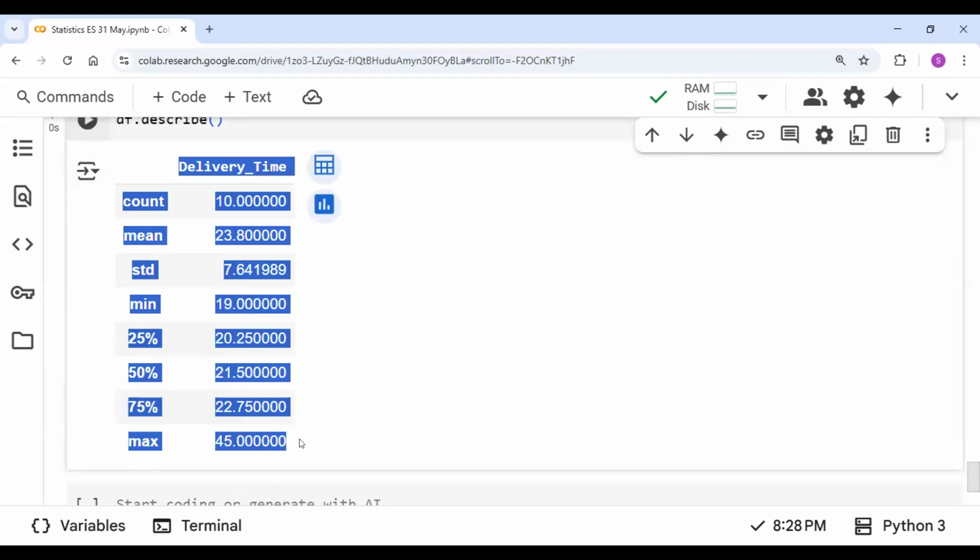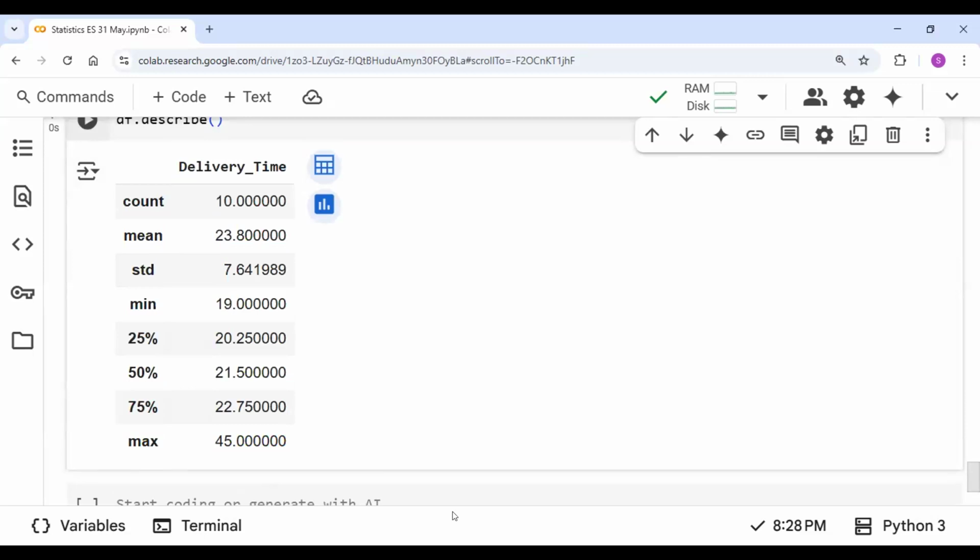Could you please confirm me? Are you all clear about all these descriptive statistics? How to make an interpretation with the descriptive statistics from your data? Could you please confirm me? Are you all clear about this concept?